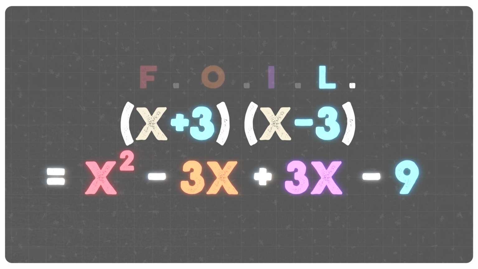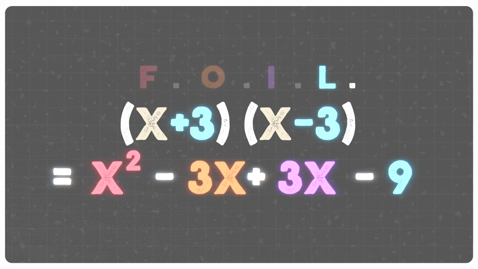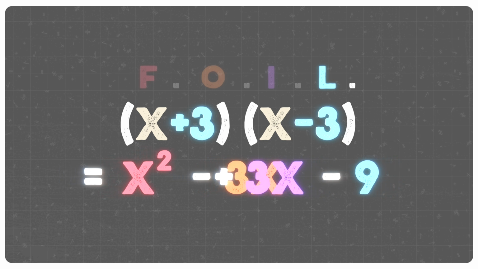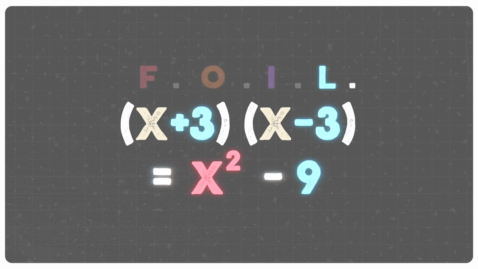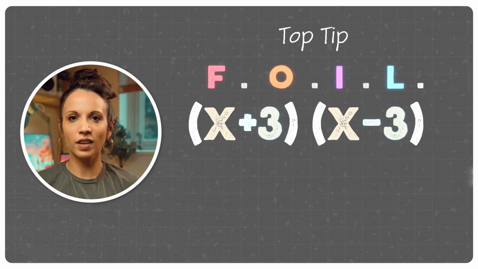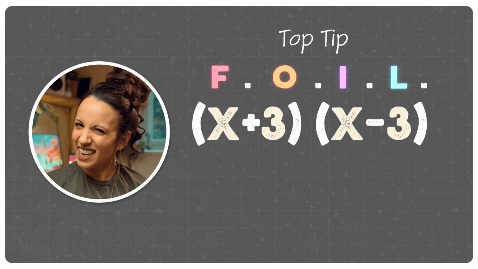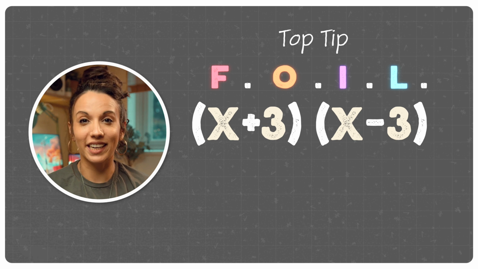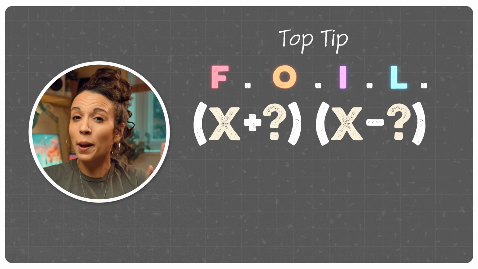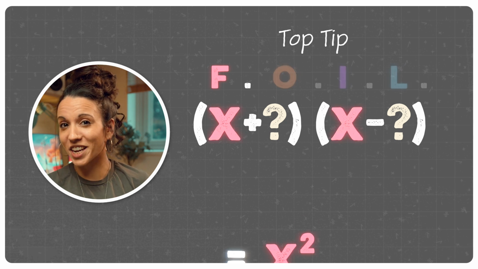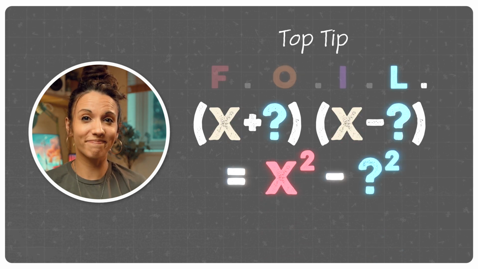Now look what happens when we tidy up. The minus 3x and the plus 3x cancel each other out to give nothing. So we're just left with x squared minus 9. You could technically take a little shortcut when you're expanding brackets that look like x plus a number, x minus the same number, by just multiplying the first terms and the last terms.